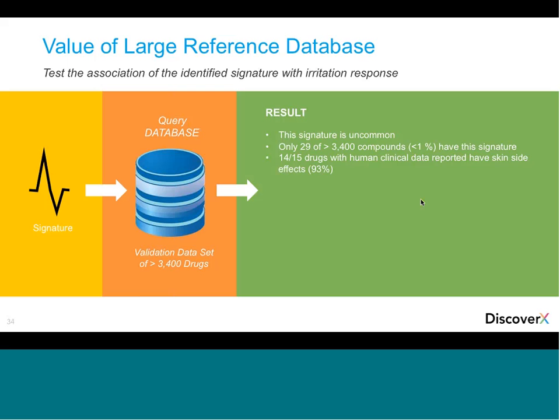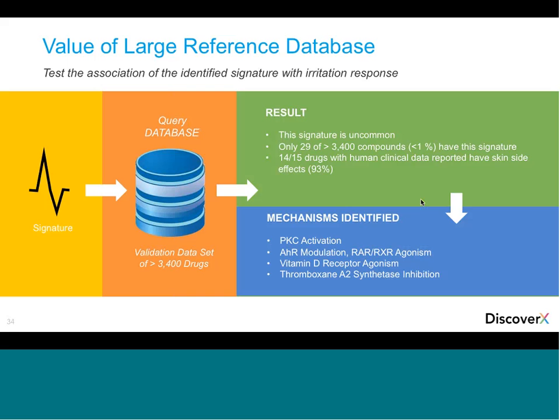Interestingly, most of the agents or drugs that actually have human clinical data reported did have skin side effects. And it turns out that we were able to look at that list and identify specific common mechanisms that are associated with this signature. Not only retinoid and VDR agonist mechanisms, but also modulation of aryl hydrocarbon receptor, PKC activation, and thromboxane A2 synthetase inhibition.